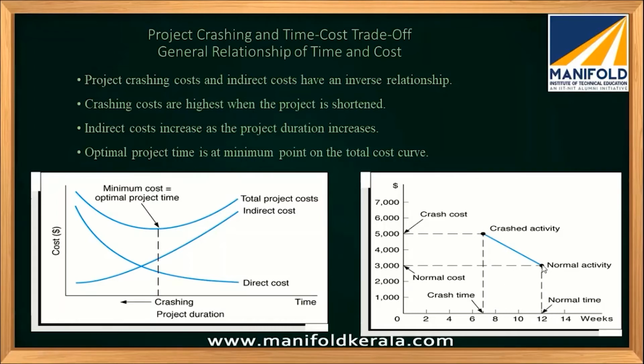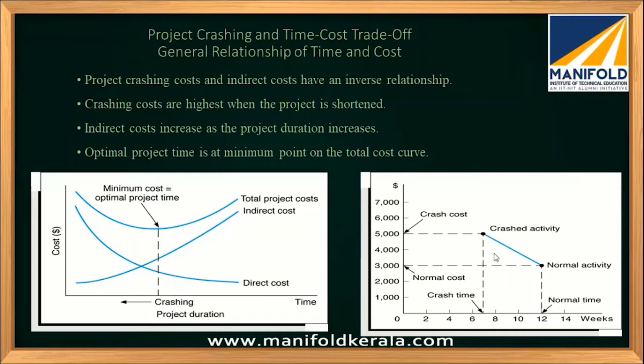So normal time is nothing but the estimated time, the normal time in the CPM. We have seen what normal time means. So there is the normal activity and normal time, and there will be crash time, which will be less than the normal time. So that's what our intention is. And also we can see that crash cost will be higher than the normal cost.